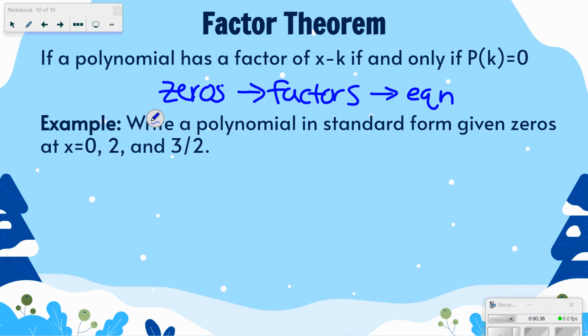So let's start off with looking at our zeros, writing those factors. So if I know x equals 0, what would that factor have been? Just x. Awesome. What about if I know my zeros at 2? X minus 2. Good, x minus 2. Now I have 3 over 2. What would that factor look like?